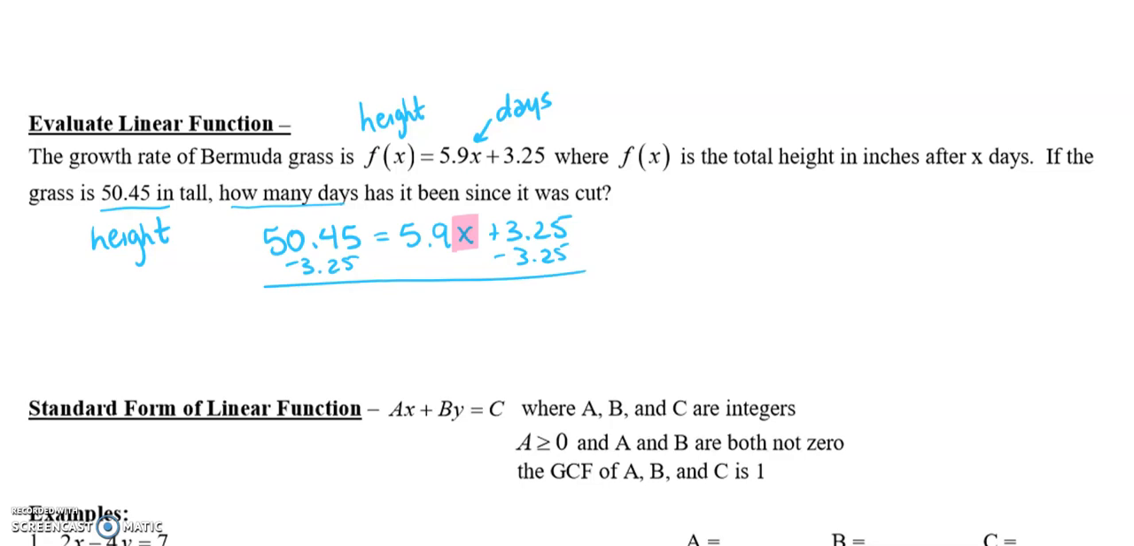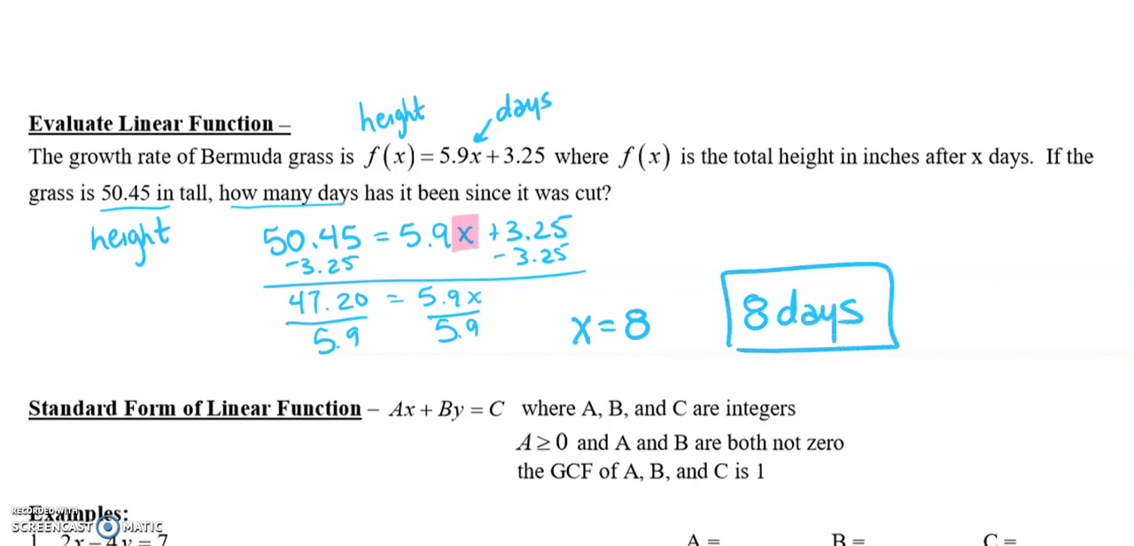That gives us 50.45 minus the 3.25. Let's see, 47.20 equals 5.9x. Divide both sides by 5.9, and we get 47.2 divided by 5.9 is 8. So x equals 8. Whenever you have a word problem, always label your answer. So in this case, it was 8 days. That way then we know what we're talking about.